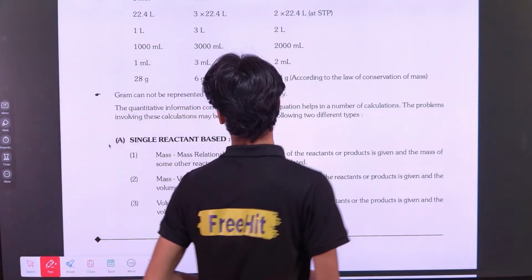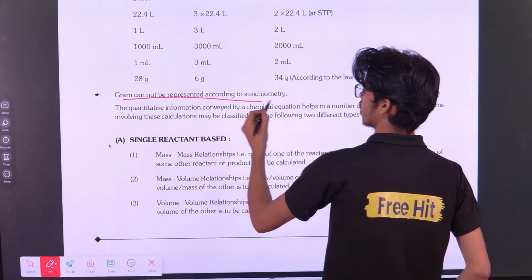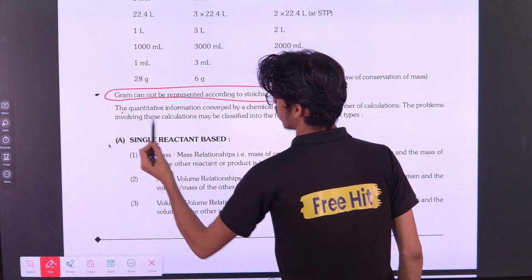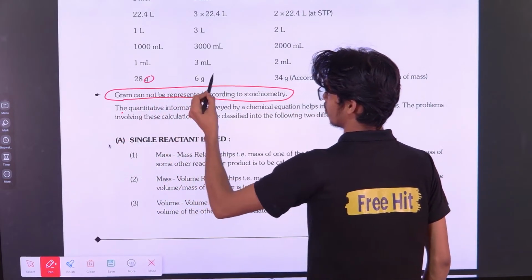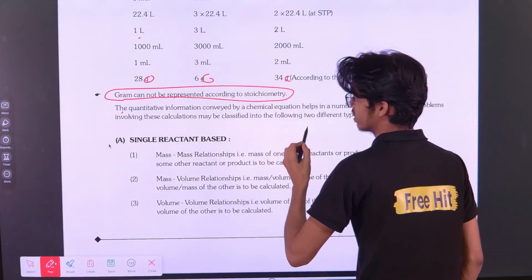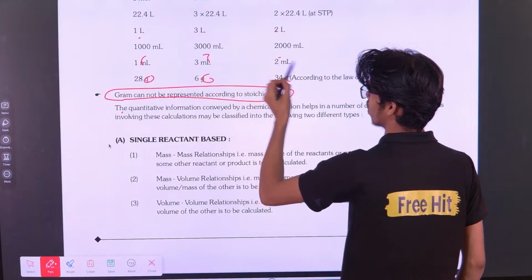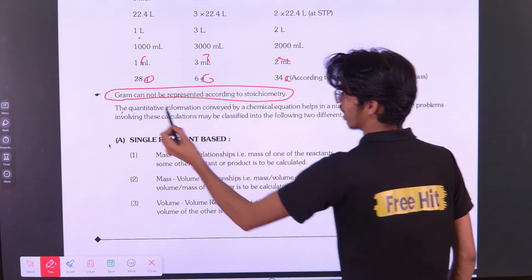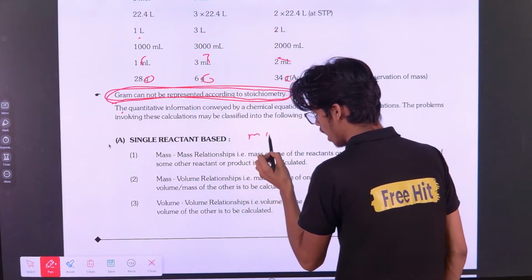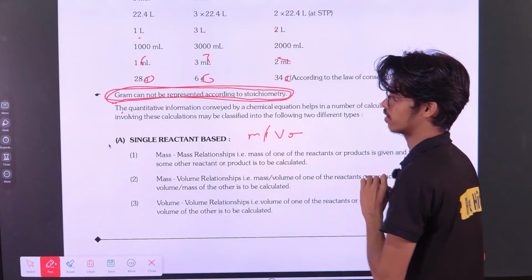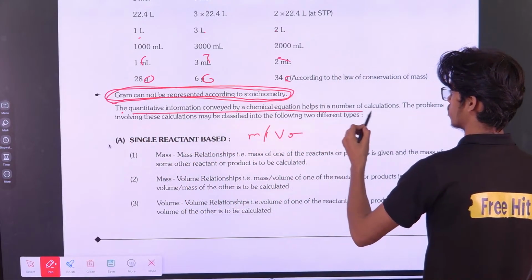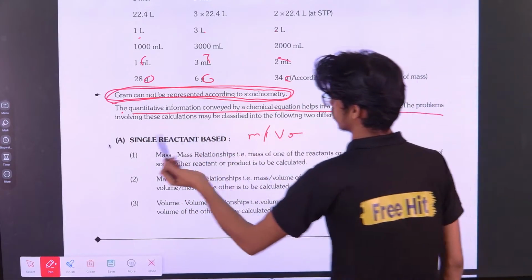Now, grams cannot be represented according to stoichiometry. Remember, we cannot represent grams in terms of stoichiometry. Just because the ratio is 1, 3 and 2, it doesn't mean that 1 gram, 3 gram and 2 gram are going to react like this. No, grams cannot be represented according to stoichiometry, but moles and volume can be represented. Remember this. The quantitative information conveyed by a chemical equation helps in a number of calculations.